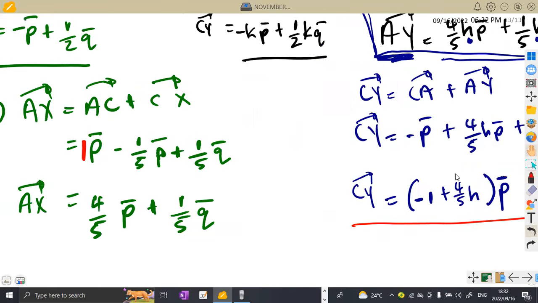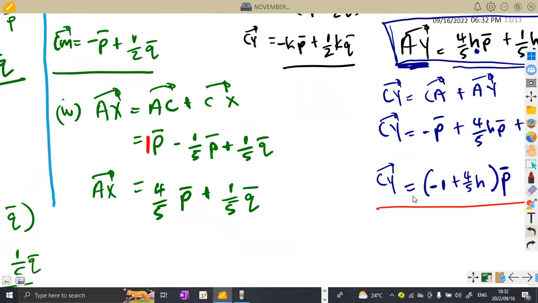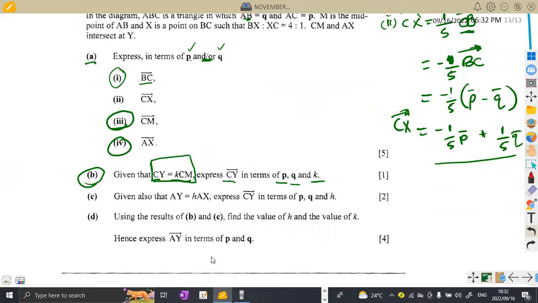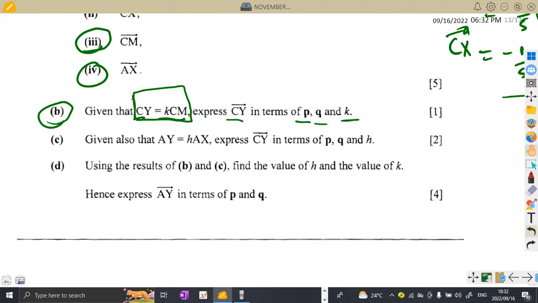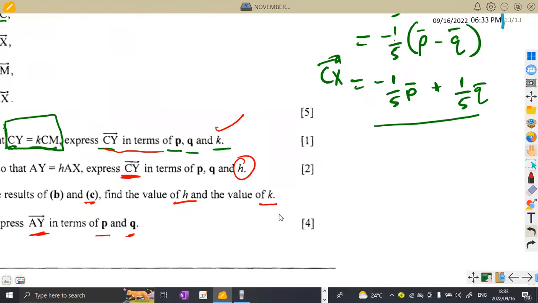Let us check the other part of the question. We are asked, using the results in B and C, to cross-check. So what do we have in B? In B, we calculated CY in terms of K. In part C, we calculated the same CY, but this time in terms of H. So those are the results that you're going to take. You find the values of H and K, hence find AY in terms of P and Q. Okay, let us first find the values of H and K.